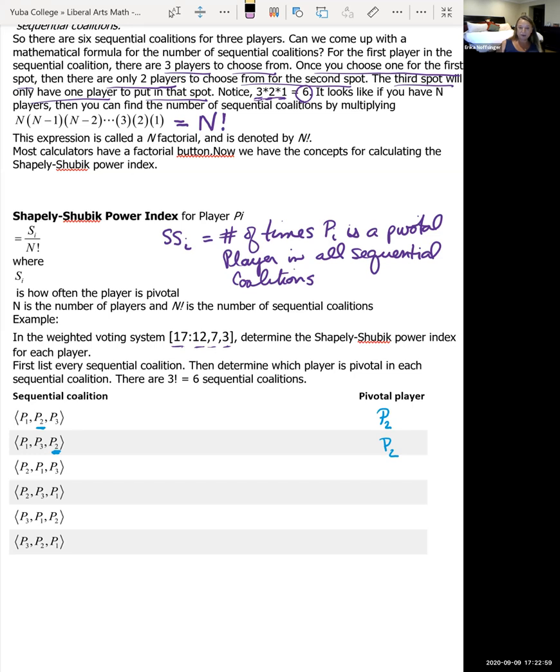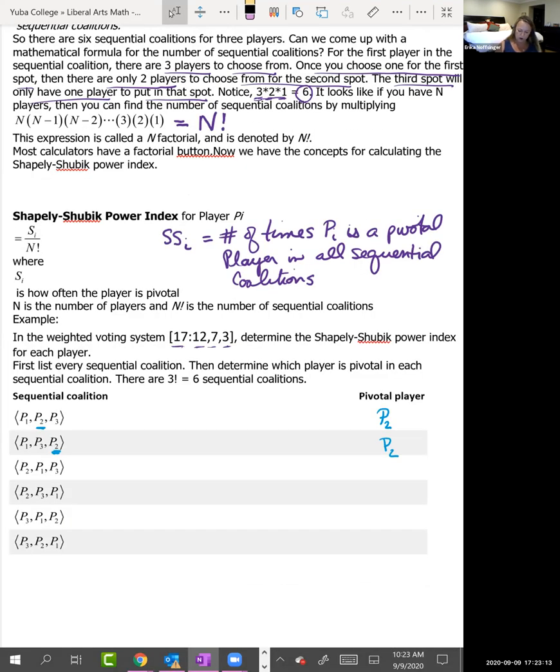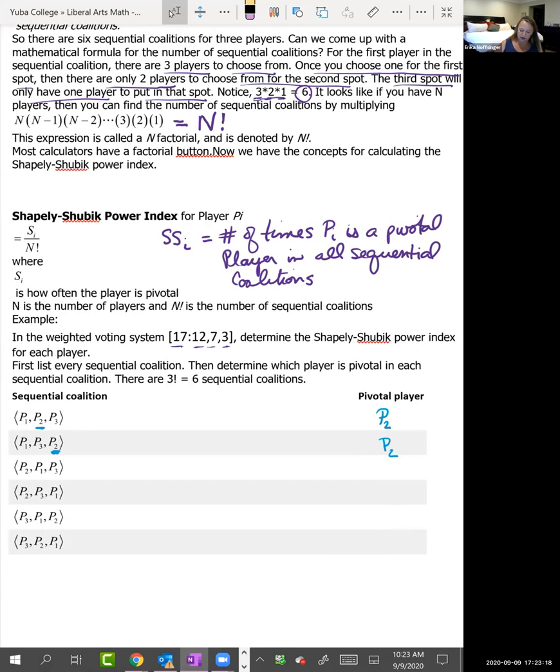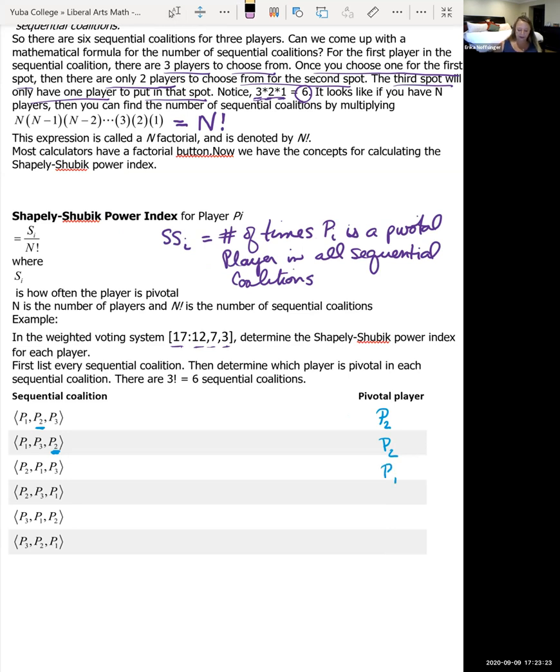So now let's look at P2 coming in first. They only have 7 votes, so the first player coming in is never going to make this pass. So let's go to the second person. P2 plus P1: well, oops, that's the 7, then plus 12. That gives me that P1 is the pivotal player there. P2 is 7 plus P3, which is 3. That makes it 10, not winning. So it's that third player coming in.